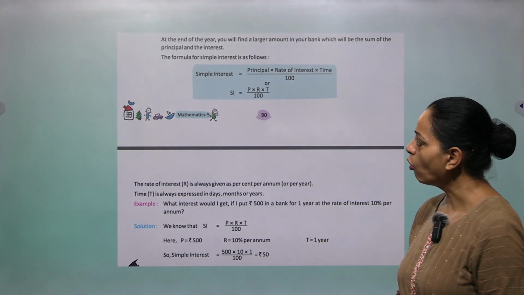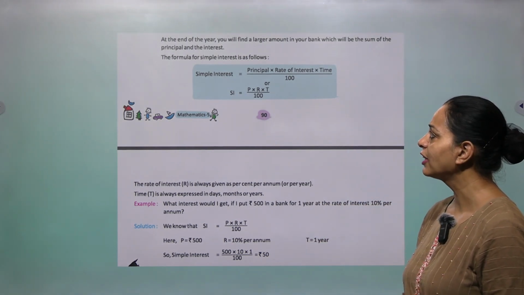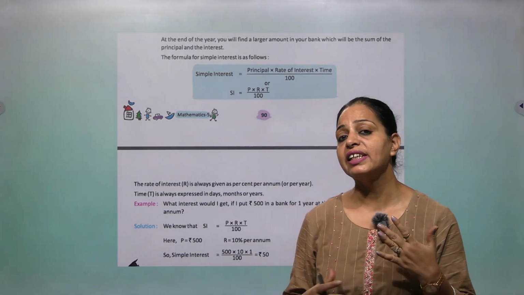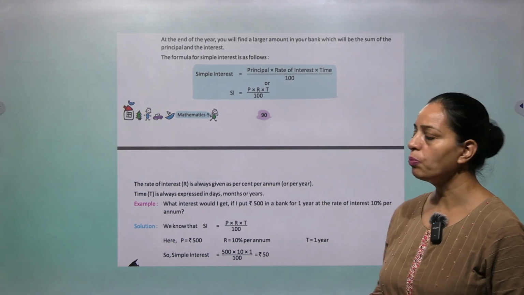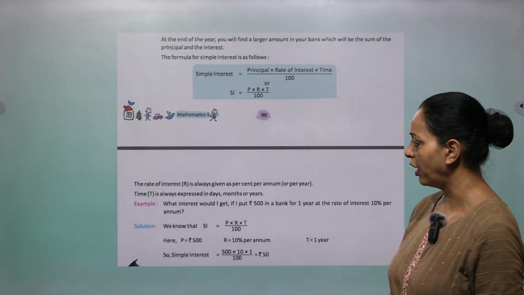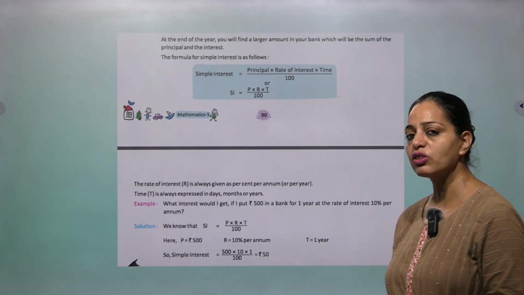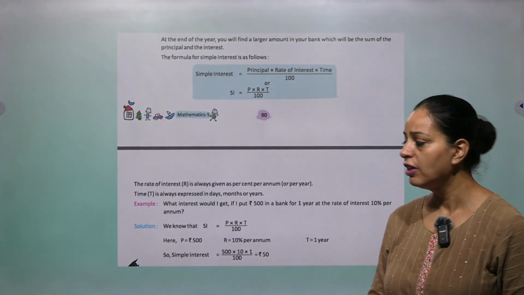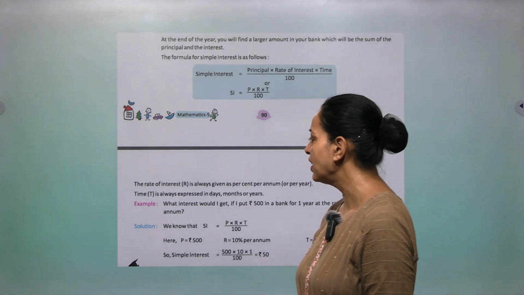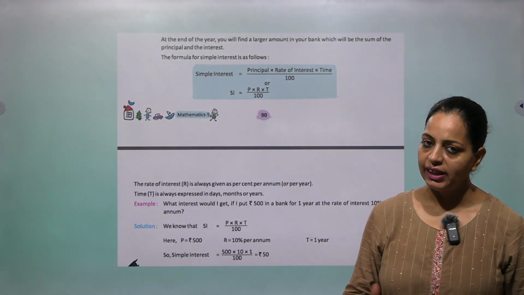So the formula for simple interest is as follows. Simple interest equals P into R into T upon 100. The rate of interest R is always given as percent per annum, or per year. Time is always expressed in days, months or years.